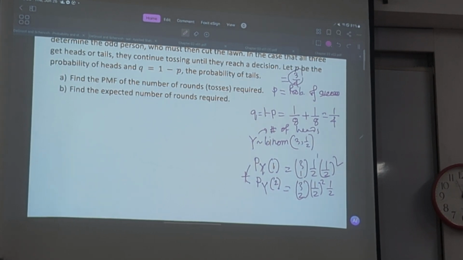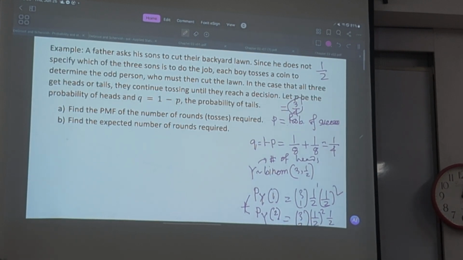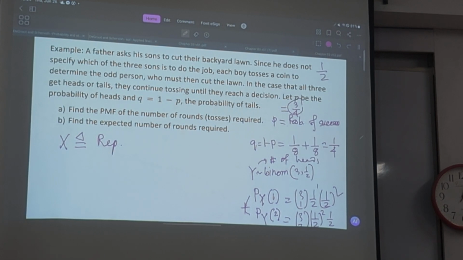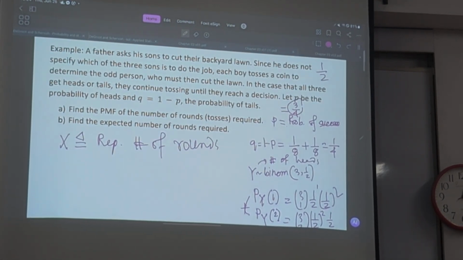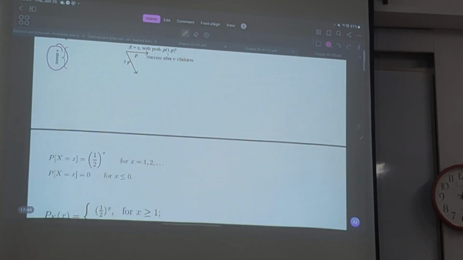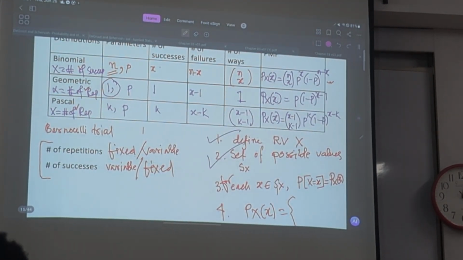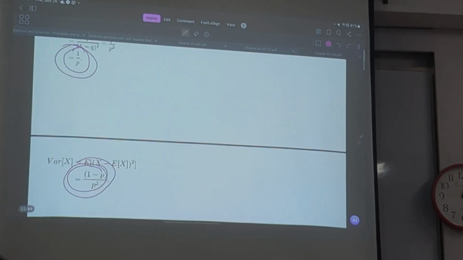Now, you come back here. Original problem. Find the number of rounds. Let X be the random variable that represents the number of rounds to get a decision. So what are the possible values of X? What I mentioned here, our steps are very simple. We define the random variable, we define the set of possible values, we calculate the probabilities for each of the values, and then we write them down. Steps are very simple and direct, right?